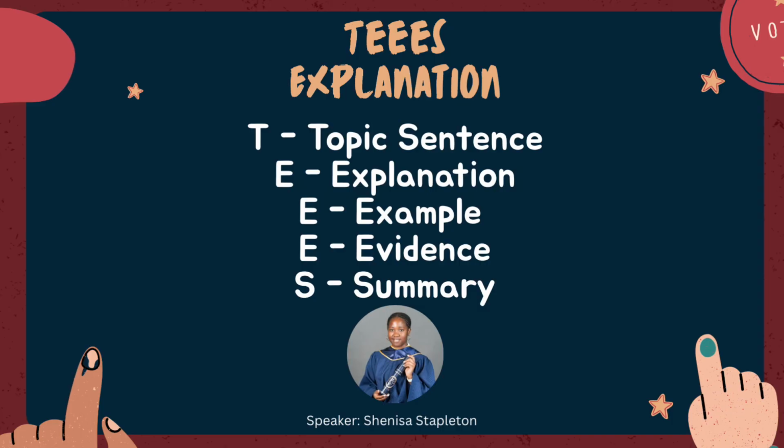T stands for topic sentence, explanation, example, elaboration, and summary. This method ensures ideas are thoroughly developed and presented in a clear and organized manner. Let's explore how this concept relates to her topic sentence, which focuses on tourism. Let's first talk about the T, which stands for topic sentence.